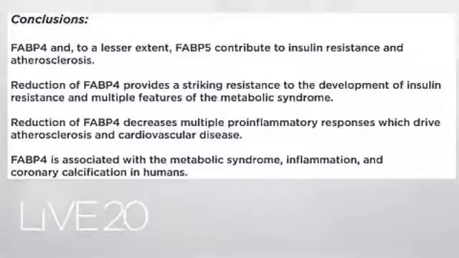All right, that's powerful. In this paper, they could lower FABP4 by genetic manipulations, things that we can't do to ourselves, but we can do to animals in a lab, provided resistance to metabolic syndrome. And at the bottom there, FABP4 associated with metabolic syndrome, inflammation, coronary calcification in humans. What does Protandim do to it?